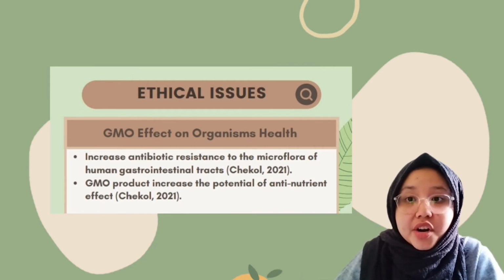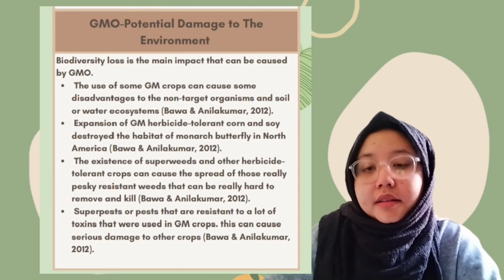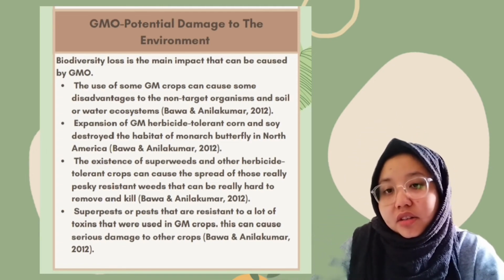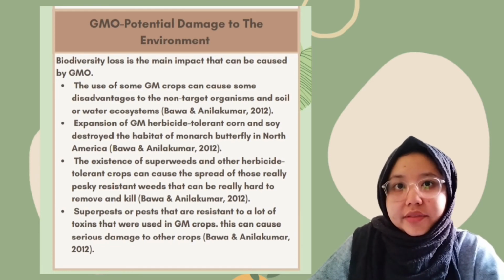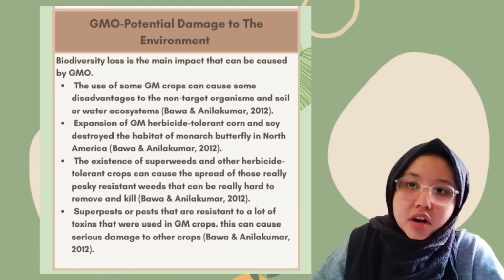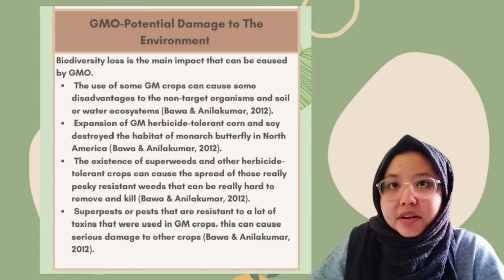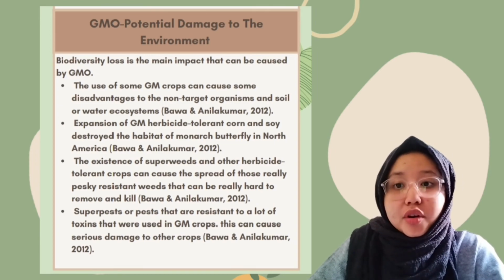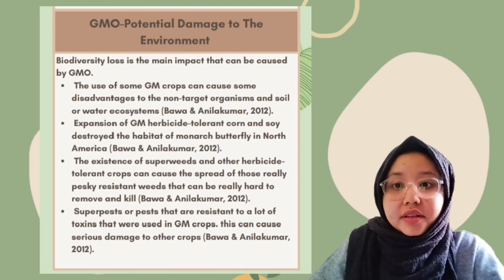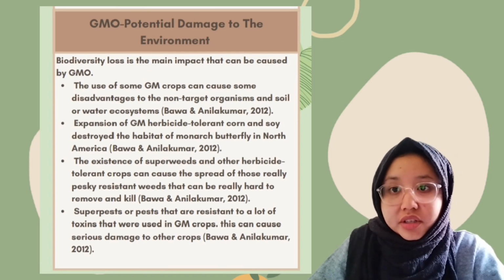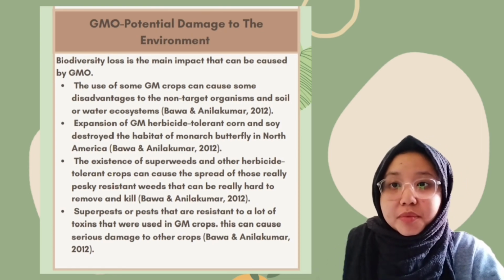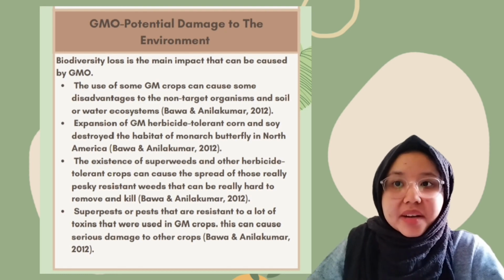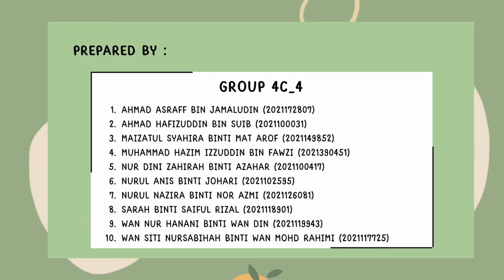For example, Roundup Ready soybean. The environmental concern for GM use is the existence of superweeds and other kinds of herbicide-tolerant crops that can cause a spread of really pesky resistant weeds that can be really hard to remove and require a lot of herbicide to actually remove them, and this can cause pollution to the soil and water. Other than that, superpests can also exist due to the resistance to a lot of the toxins that were used in GM crops.